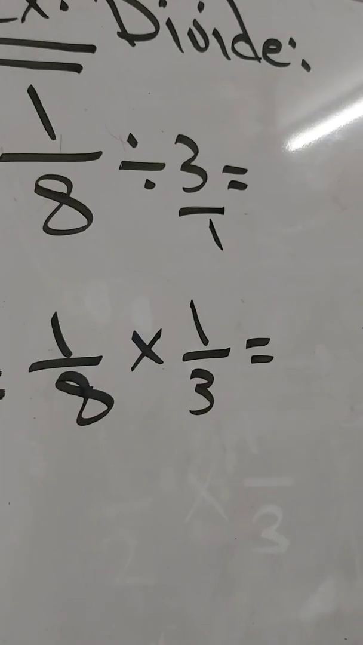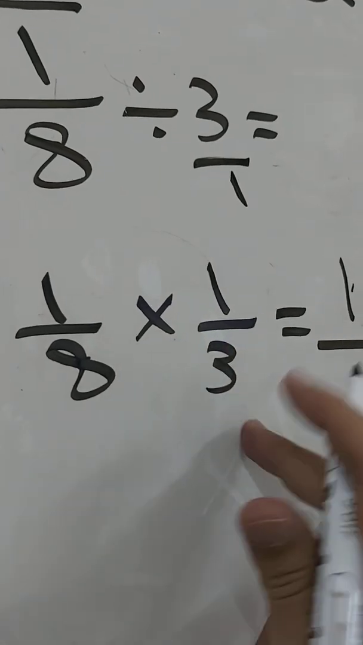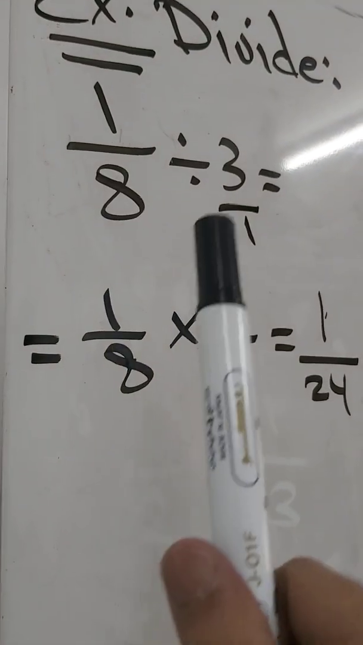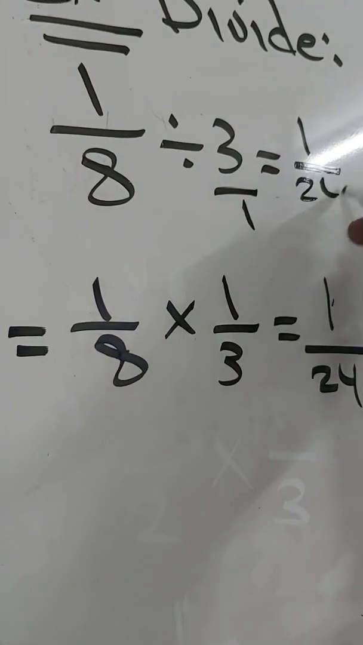And now we do normal multiplication. 1 multiply 1 is 1. And 8 multiply 3 is 24. So 1 over 8 divided by 3, the answer is 1 over 24.